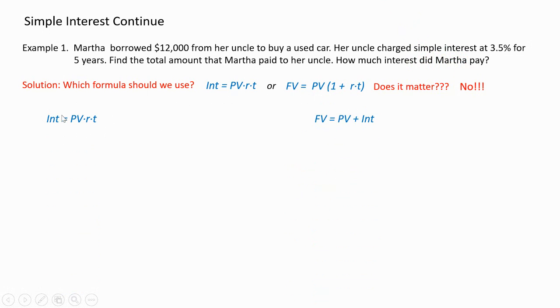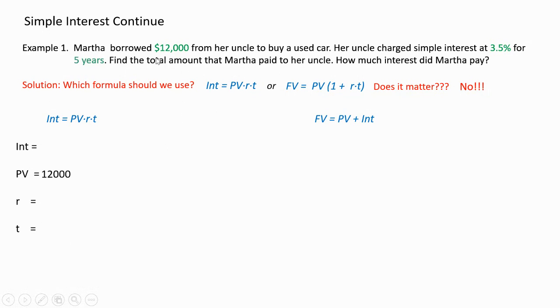Okay, and after you find the interest, you're going to find the future value by adding the present value to how much interest Martha had to pay. So again, I'm going to put the INT, the PV, the R, and the T. From the word problem, I'm going to extract the information. Martha borrowed $12,000 from her uncle to buy a used car. Her uncle charged simple interest of 3.5% for 5 years. So here, guys, what are we looking for? Find the total amount that Martha paid to her uncle. So we're looking for the future value, correct? How much interest did Martha pay?